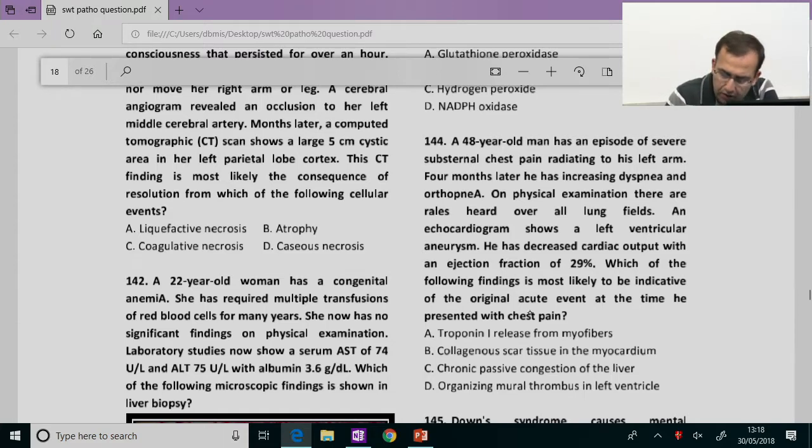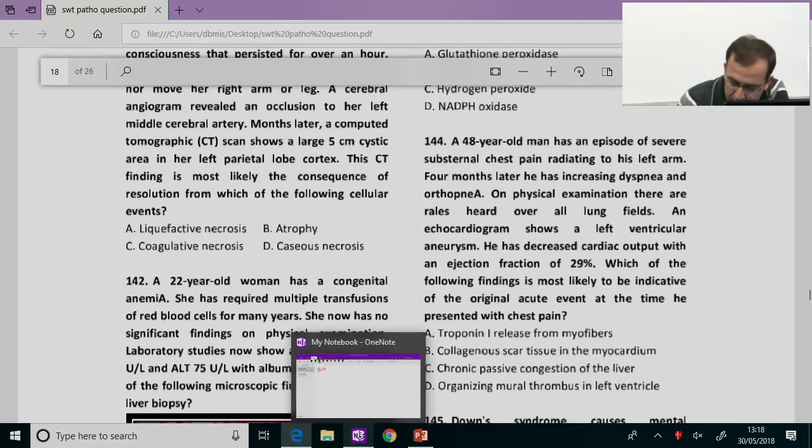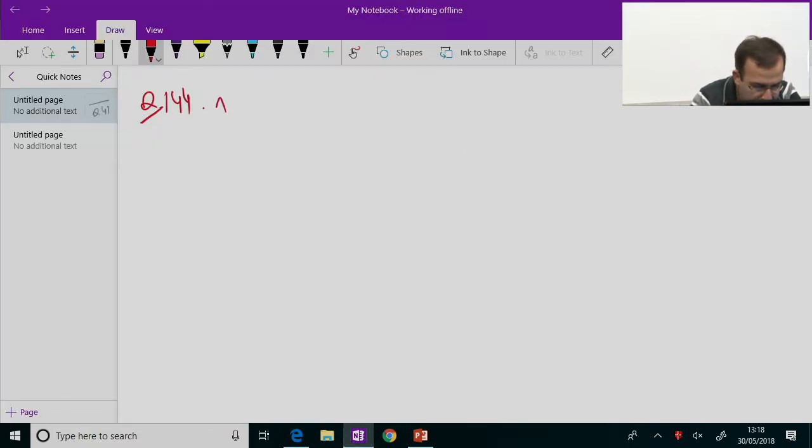All this is showing this as MI. Most likely to be indicative of the original acute event is troponin I release from the myofibers. I guess no explanation is needed in this case. Scar tissue is the later phase. Passive congestion liver, no. Organizing mural thrombus, no. So the only answer that is left is answer A, that is troponin I release.